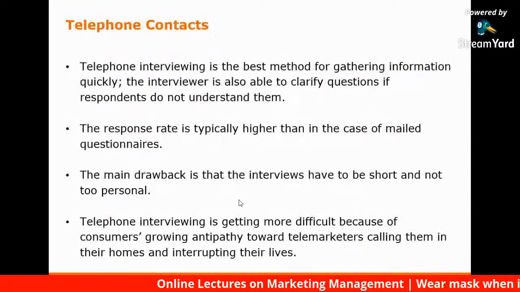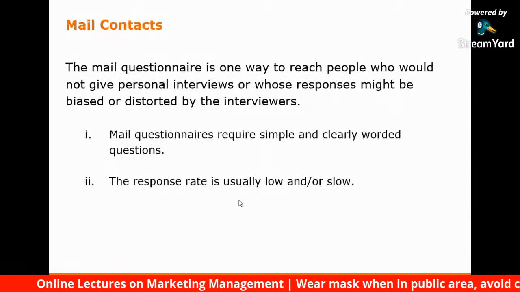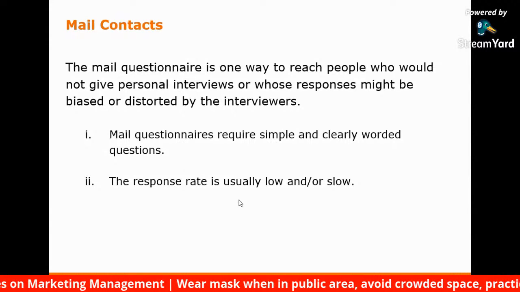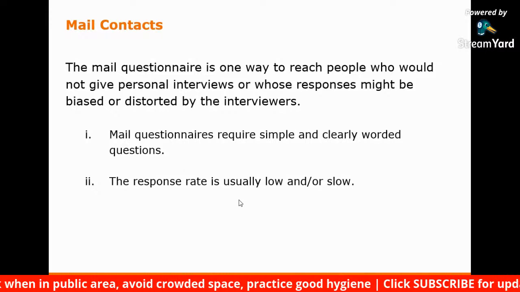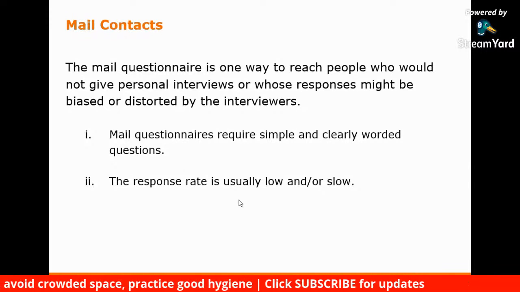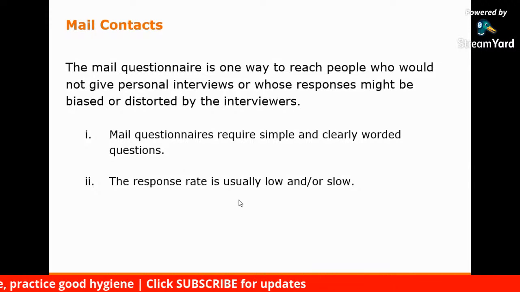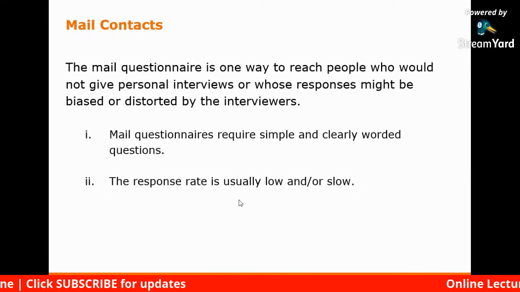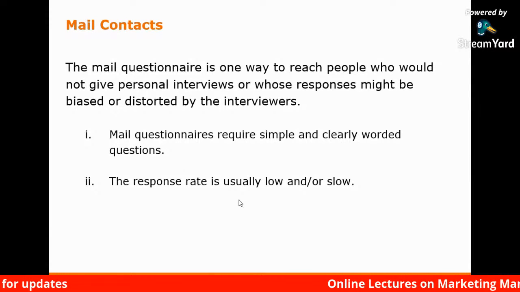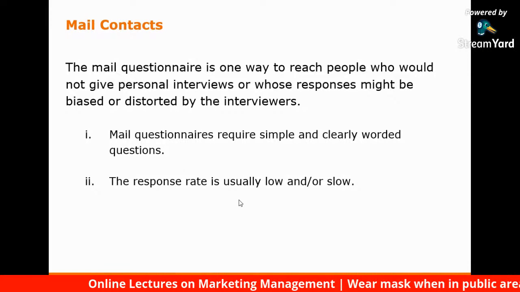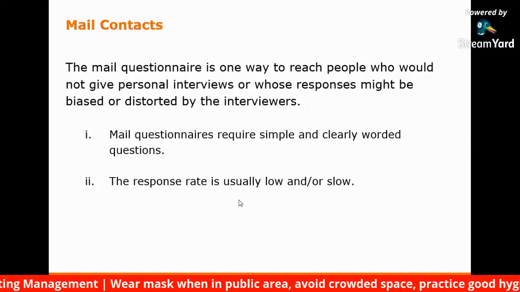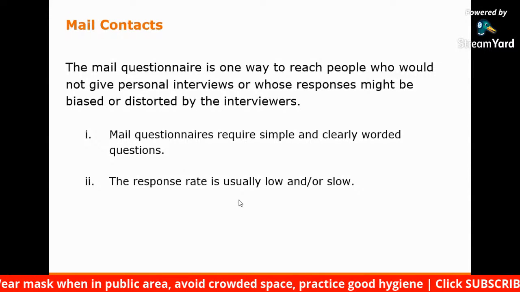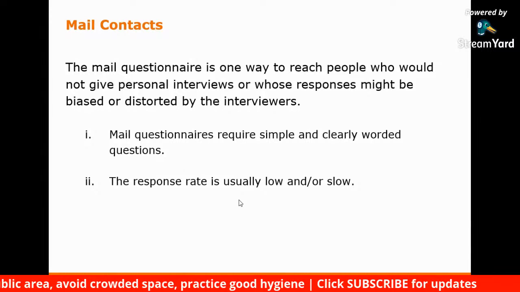So, mail contact. You can reach people who might not give a personal interview, or whose responses might be biased or distorted by the interviewers. Yet it is very difficult, sometimes emotionally affected, or biasedly interpreted by the surveyed people or interviewers. Mail questionnaires require simple and clearly worded questions. The response rate is usually low and slow.